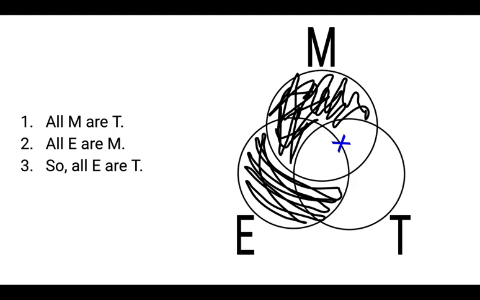Okay, let's move on to the subject class of the second premise, E. Well, that X that's already diagrammed on there, it doesn't actually unambiguously state that an E exists.